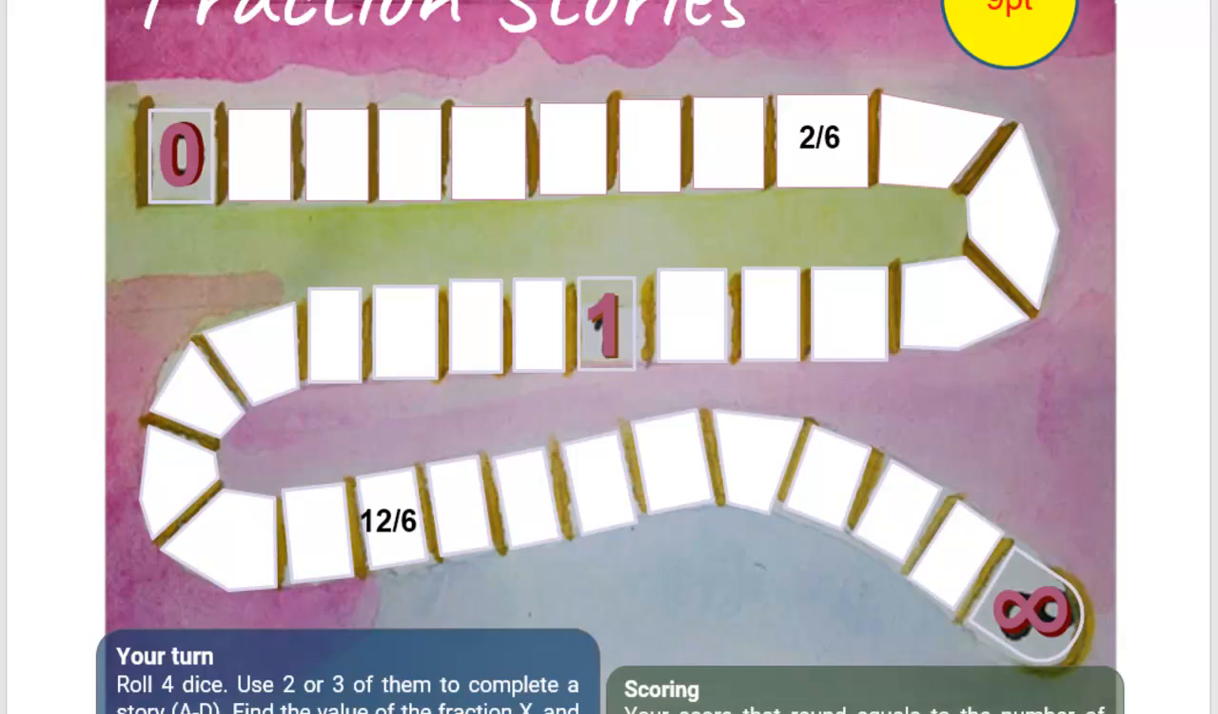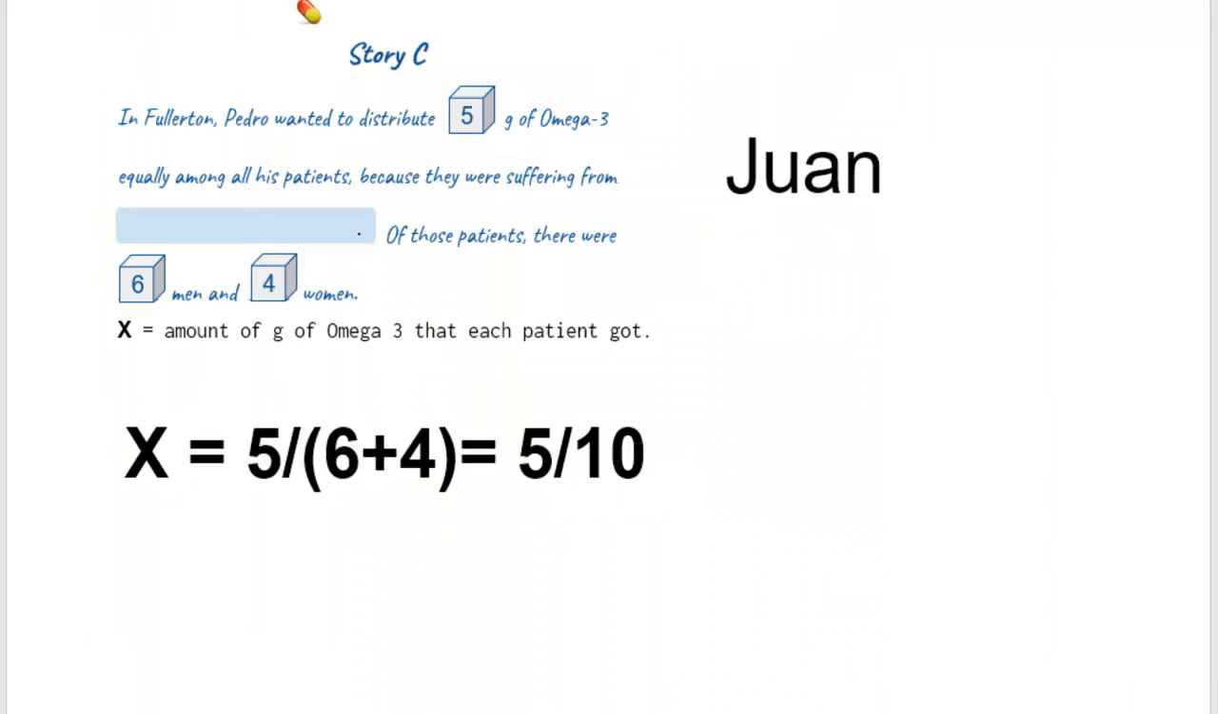Okay. Now it's Juan's turn. So after rolling the dice, he picks a 4, a 5 and a 6, and he creates a story based on template C. Pedro wanted to distribute 5 grams of omega-3 equally among his patients because they were suffering. And then you find out what omega-3 does to the body, and then you create some story about that. Of those patients, there were 6 men and 4 women. So it's 5 divided by 6 plus 4, of course, the amount of grams of omega-3 that each patient got.